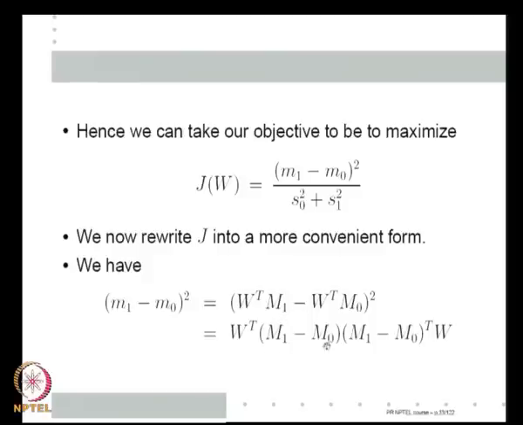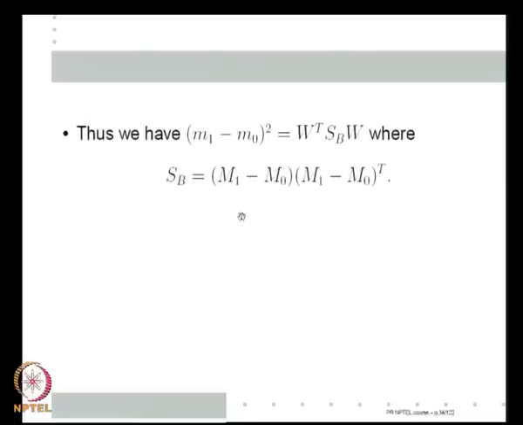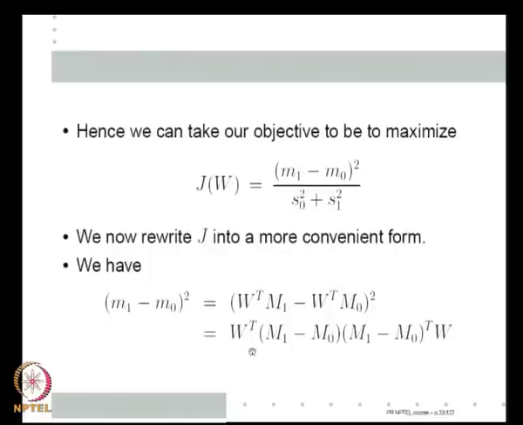M1 and M0 are the means of the data. If data is in R^D, these are D vectors. Recall that our notation is all vectors are column vectors. So, M1 minus M0 is a D by 1 vector, and (M1 minus M0) transpose is a 1 by D vector. So, this is a matrix. This is often called the outer product matrix between the two vectors. So, I can write (m1 minus m0) whole square as W transpose some matrix into W, right.